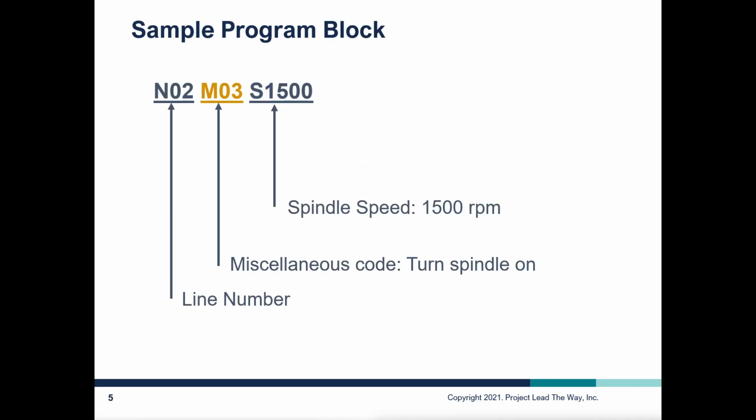Okay, here is our line number 2. Next, we have the M, the miscellaneous code, and 03 tells us to turn our spindle on. And then the S tells us that the next number is going to be our spindle speed in RPM. So in this case, that's 1500 RPM.